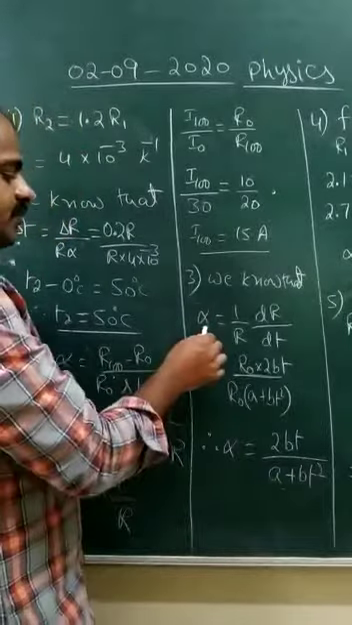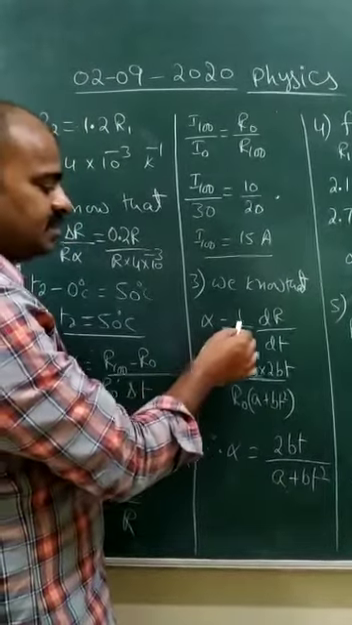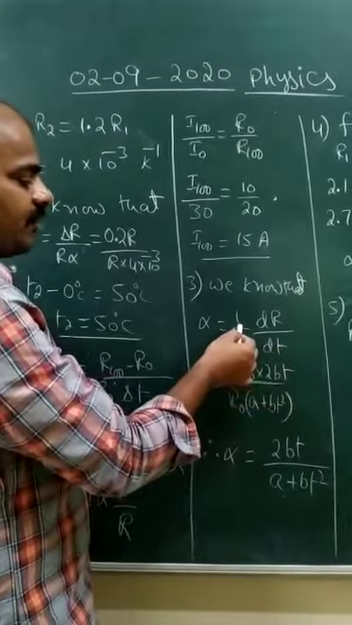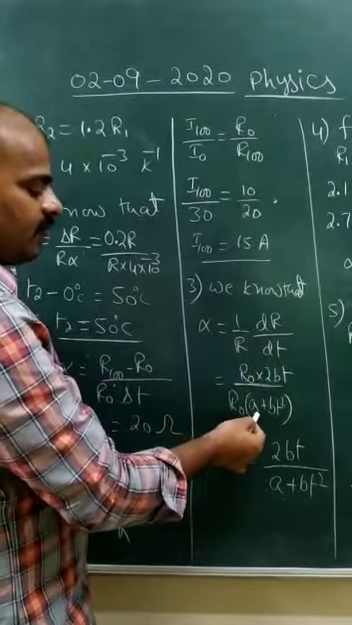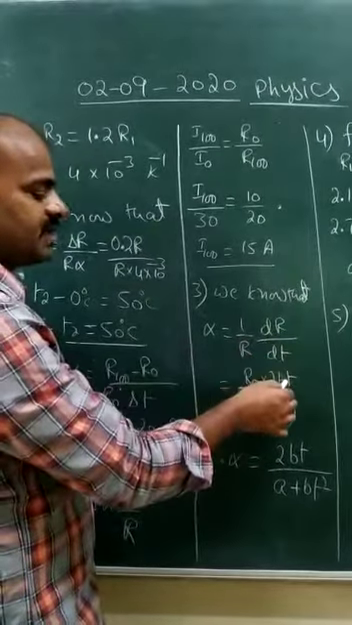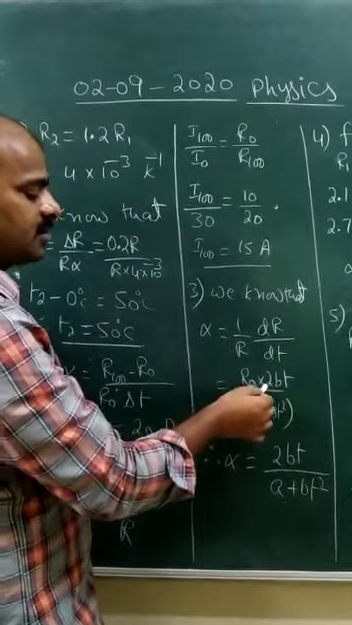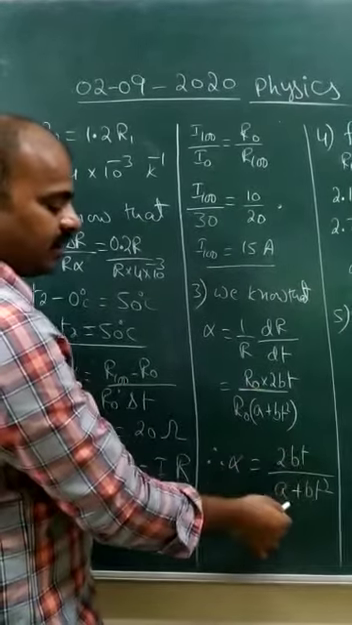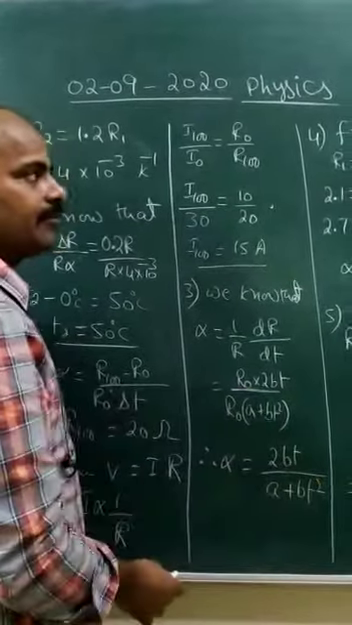And we know that the coefficient of resistance is 1 by R into dR by dT, that is the differentiation of the resistance with respect to temperature. From the given data, R is R0 of A plus B T square, and the differentiation with respect to temperature gives R0 into 2BT. So finally the coefficient of resistance is 2BT by A plus B T square.